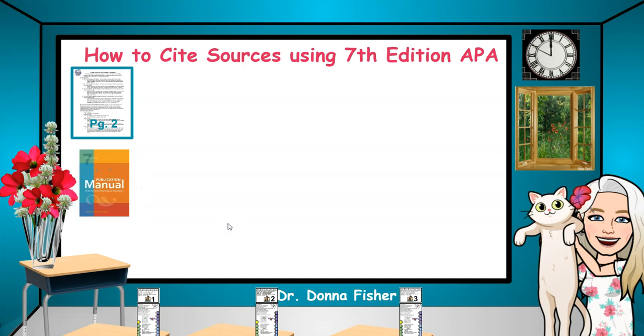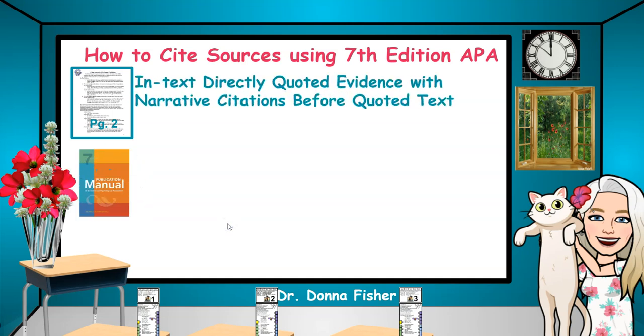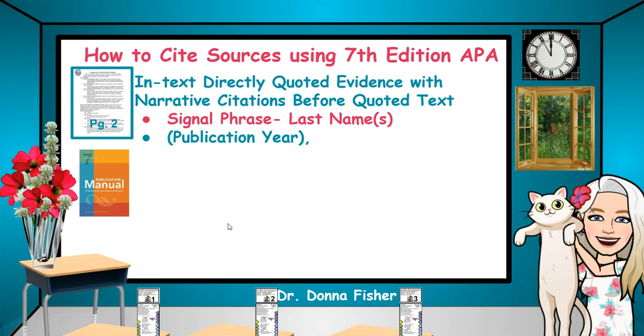All right, so now we're looking at in-text directly quoted evidence with narrative citations before the quoted text. We have our signal phrase, our lead-in with the author's last name or names and publication year in parentheses. Then we put a comma if it is needed. Next, after the quoted evidence, we place the page number in parentheses. Again, we use p. for one page, pp. with an en dash for more than one continuous page, and pp. with a comma separating discontinuous pages.